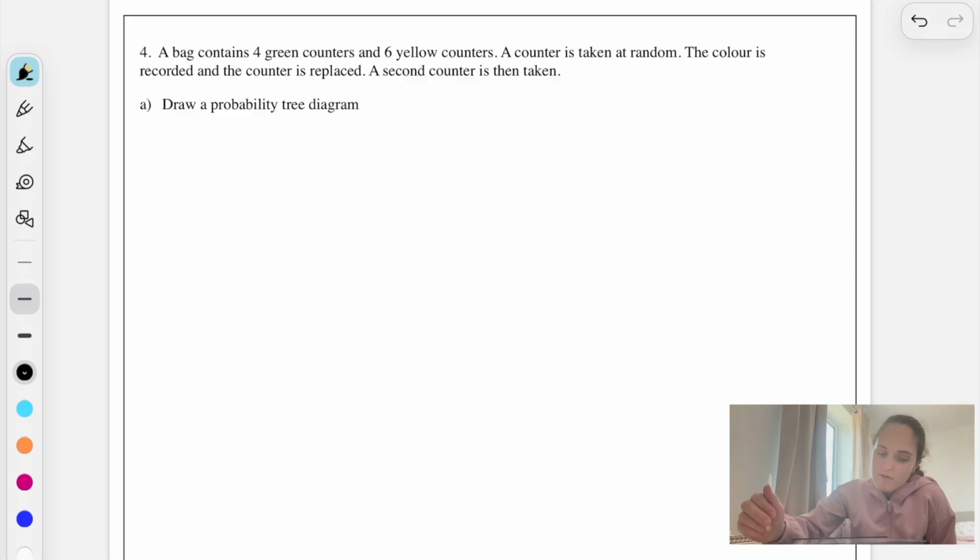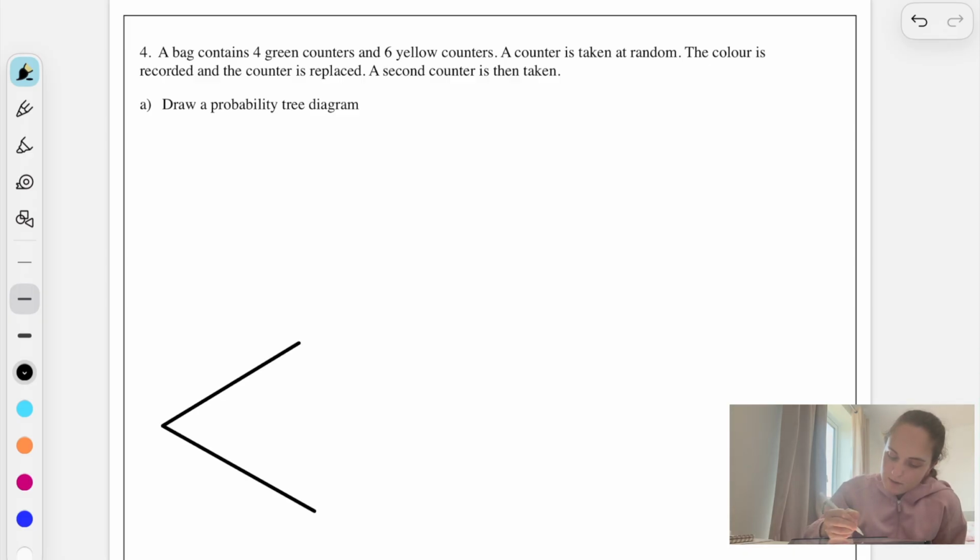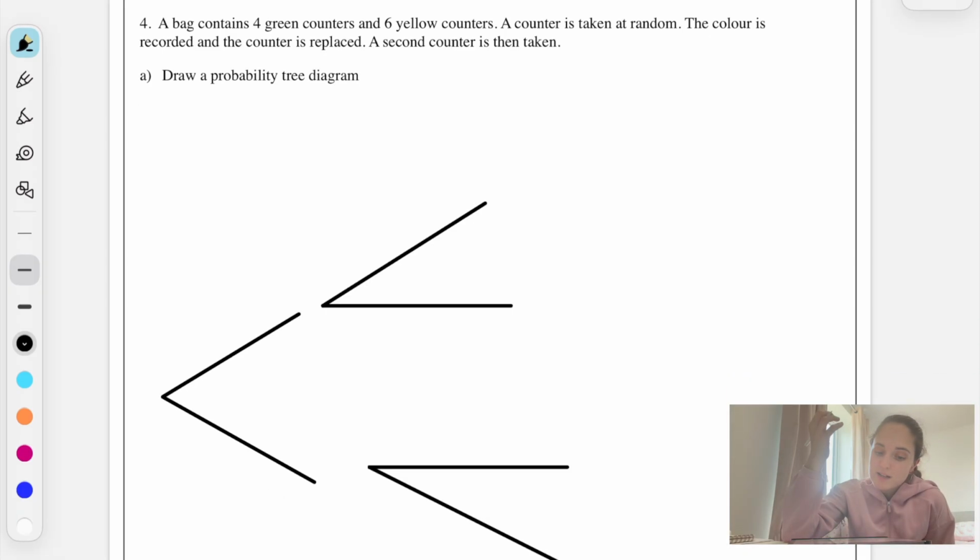So this question here, we have a bag contains 4 green counters and 6 yellow counters. A counter is taken at random, it's recorded, and the counter is replaced. A second counter is then taken, and we need to draw the probability tree diagram. So I'm going to start off by drawing the tree diagram. The possible outcomes for each event are green and yellow. So the counters can either be green or yellow.